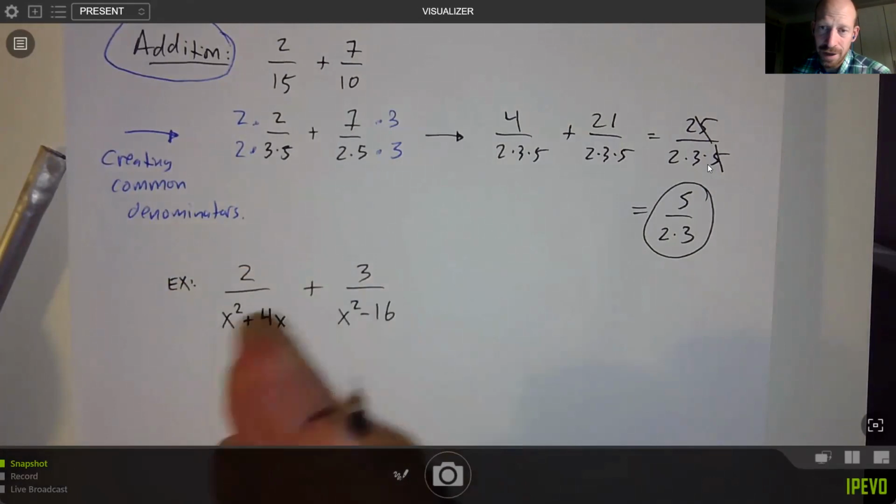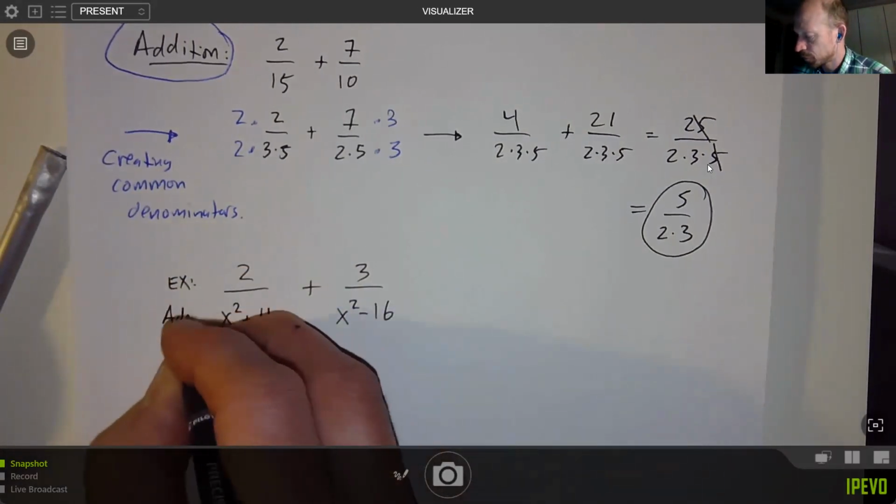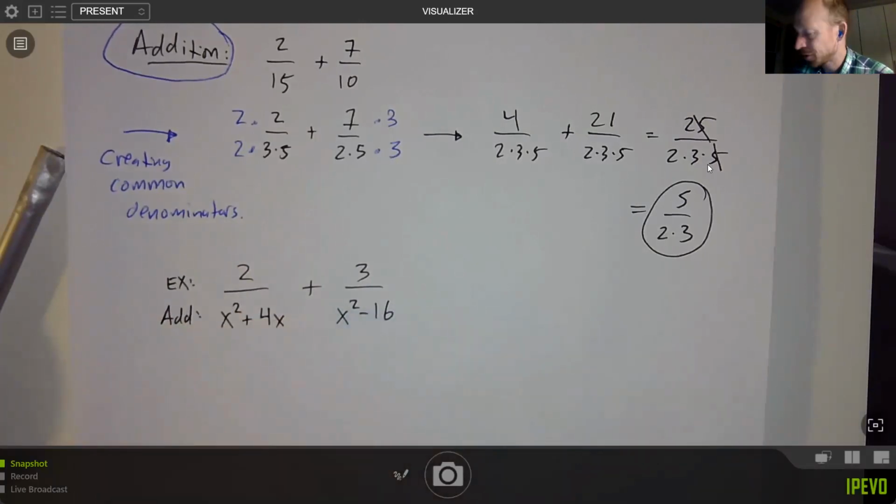Now, I shouldn't have to tell you, but I would. This is an addition problem, right? I'm trying to add these two together because of the plus sign there. So if I'm adding, what do I do? Find a common denominator. I do, and that's exactly the right statement. You've got to build that in where you say that to yourself, because I'm not going to be there to say that to you all the time, right? When you're adding, find a common denominator.